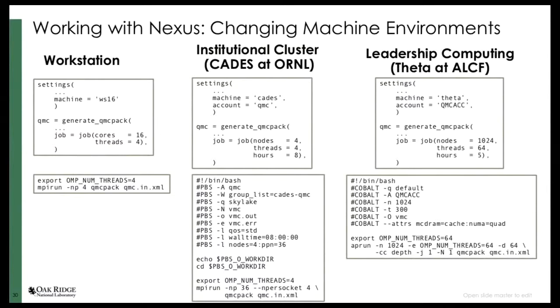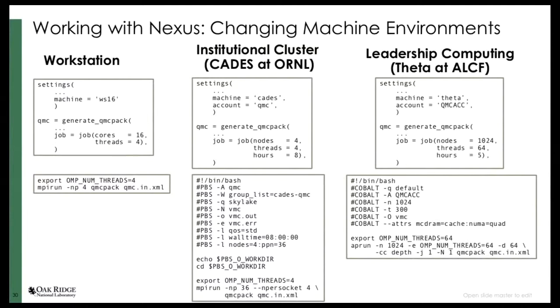How about an institutional cluster? So, for example, CADES at ORNL, you just give the name of the machine directly. Often these machines require an account to run, so you specify that up here. And you specify a job that's very similar to the previous one, except now you want to run on 4 nodes at the same time and run for 8 hours. And it will generate this PBS submission script for you for that run. This is something that you now don't have to bother with. You just need to supply a little bit different information, and it will automatically populate everything needed to run on CADES and submit the job.